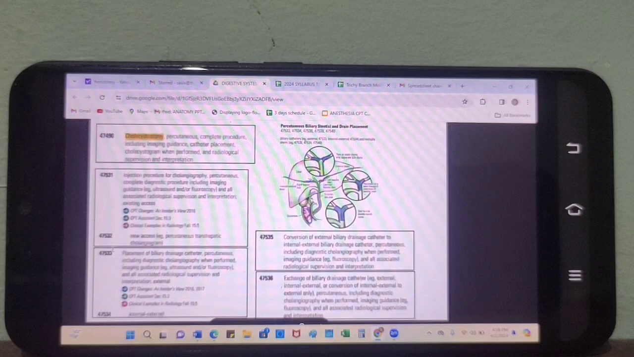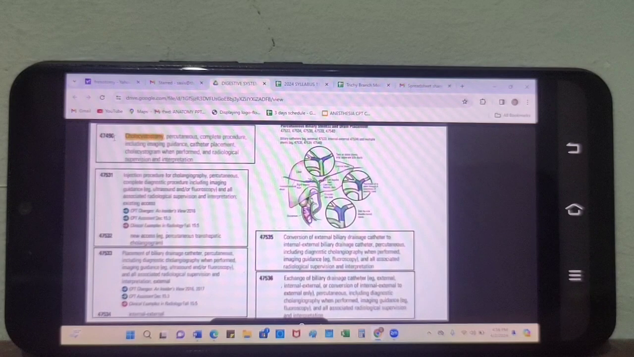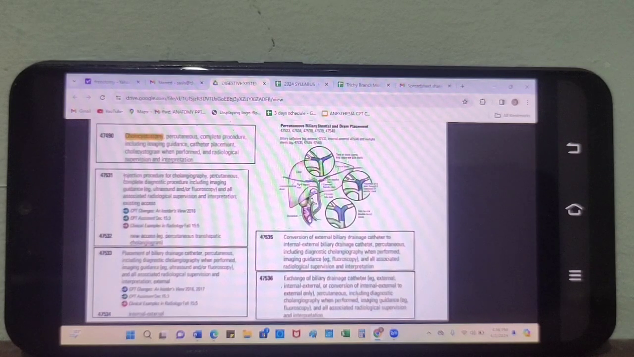Then these are the direct coding. Cholecystostomy means an artificial opening of the gallbladder, 47490. The doctor makes an artificial opening in the gallbladder, 47490. Then 47531, injection. Injection given for diagnostic cholangiography through the existing access 31, new access 32. We already discussed that access. Access means pathway or route.